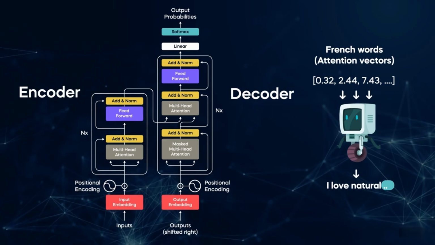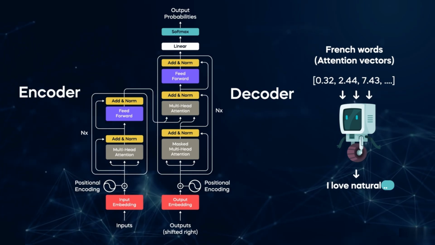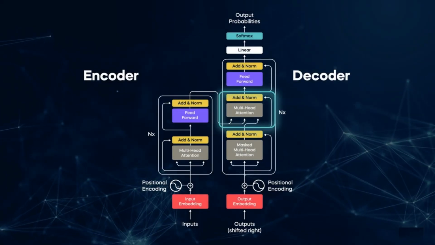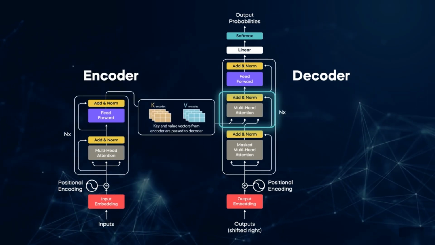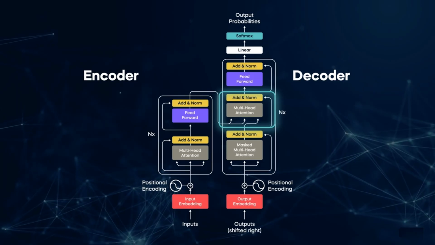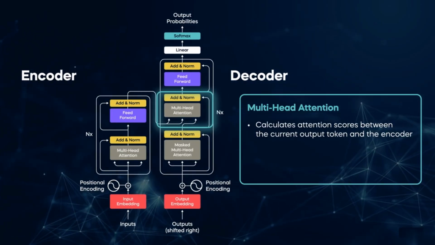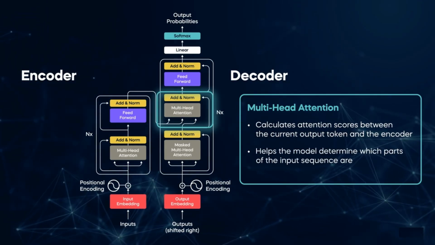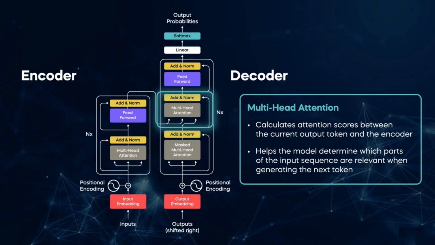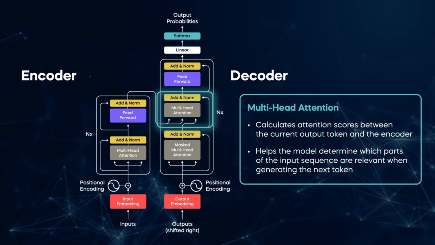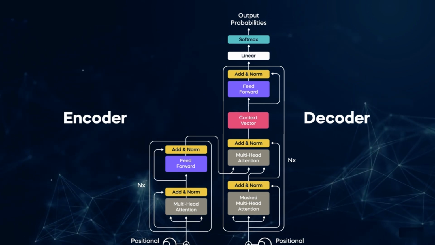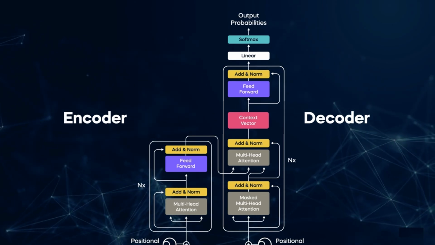We call this the masked multi-head attention because words later in the output text are masked or hidden from the model at this point. The multi-headed attention layer in the decoder block receives inputs from both the encoder block and the masked multi-head attention layer. In addition to self-attention, the decoder's multi-head attention also calculates attention scores between the current output token and the encoder outputs. This step helps the model determine which parts of the input sequence are relevant when generating the next token for the output. The encoder outputs are weighted by these attention scores to create a context vector. This context vector represents the relevant information from the input sequence that should be considered when generating the current output token.